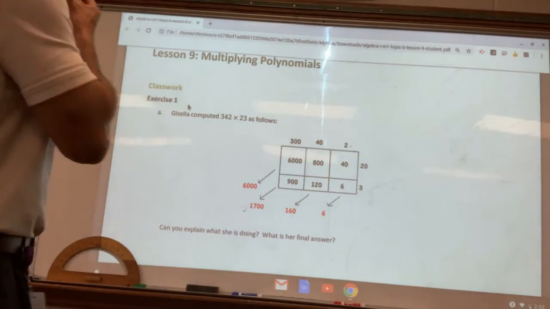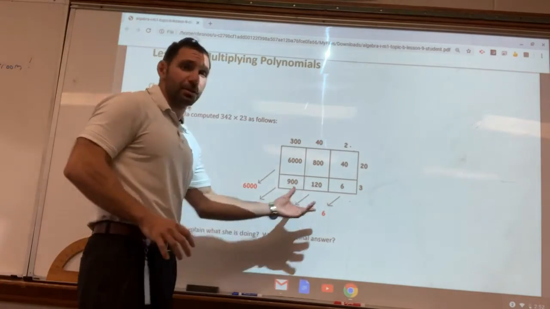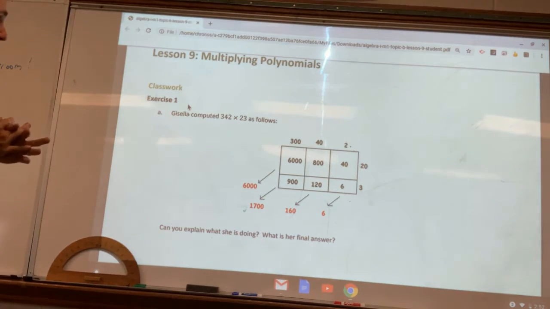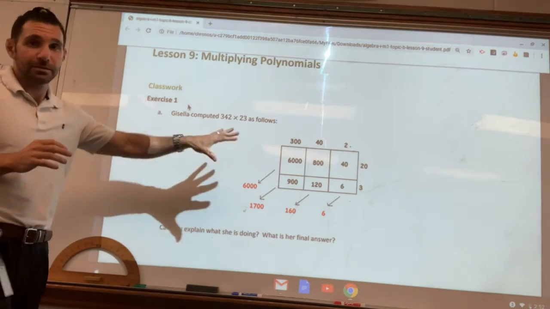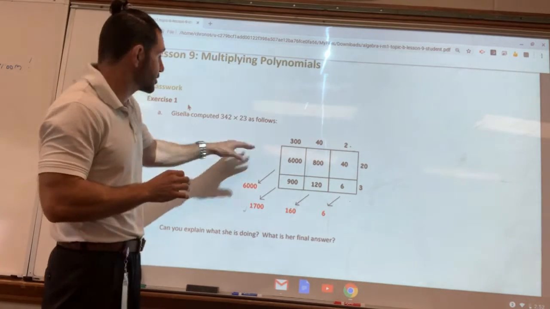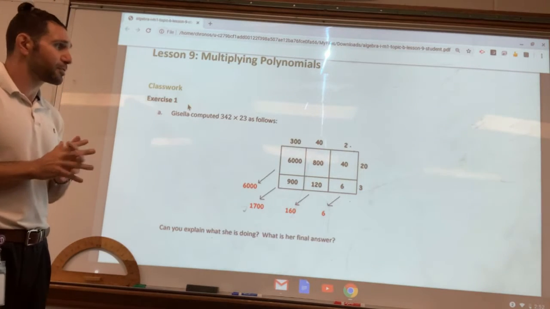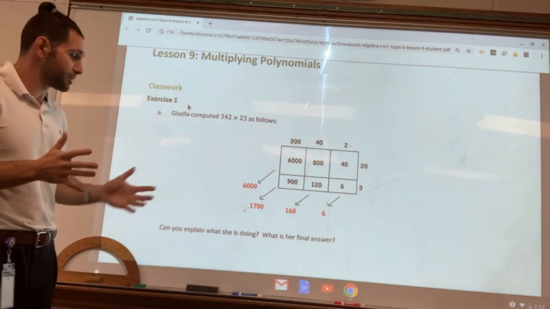Okay, first and foremost, I absolutely hate this. I love multiplying polynomials because I find it fun and easy, but I hate doing the geometric versions of multiplication. Gisela multiplied 342 by 23 as follows. Oh my gosh, why would you make it so hard on yourself?